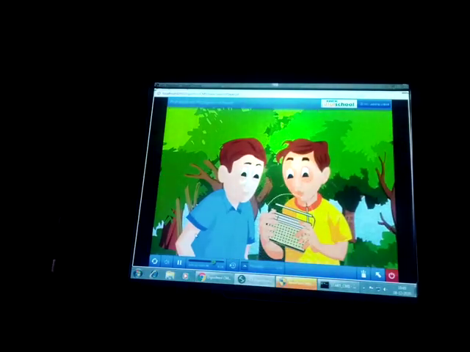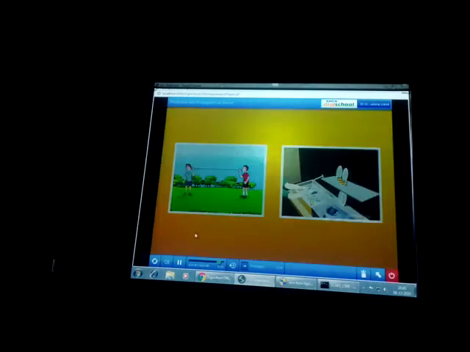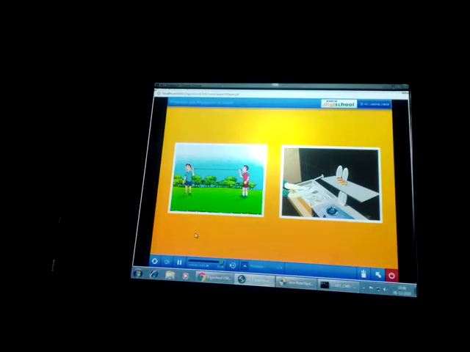Most common medium is air. But air is not the only medium through which sound travels. Sound travels through liquids and solids as well. Let us see how sound travels through these media.